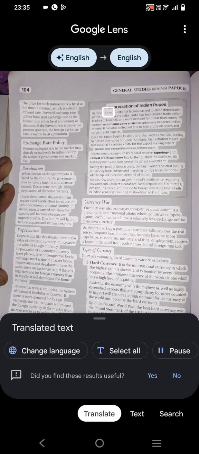In recent times, a number of factors have led to steep depreciation of the rupee vis-a-vis the dollar. India has had chronic trade deficit leading to high CAD and more demand for dollar than supply. Further, the recent Eurozone crisis has adversely impacted Indian exports. The CAD has also ballooned due to high crude oil prices and surge in gold imports. Once the rupee begins to slide, it further widens the CAD, leading to further downslide of the rupee.